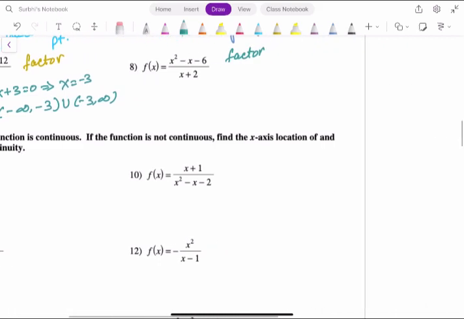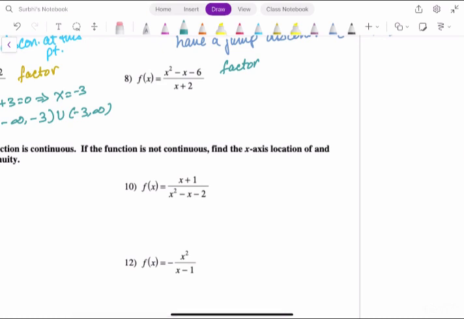We can factor it because we have a quadratic and we have a linear. We can factor the quadratic easily. So after factoring, you will get x plus 2 times x minus 3, and then we have x plus 2 in the denominator. So at this point, we can cross off x plus 2 and x plus 2, and that defines where there will be a hole in the graph.